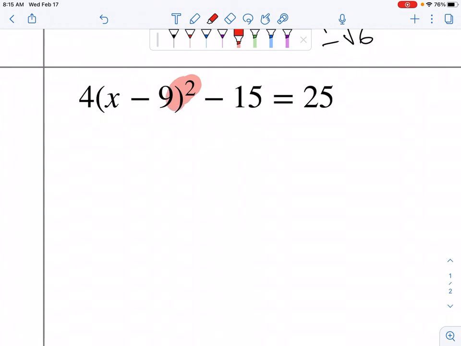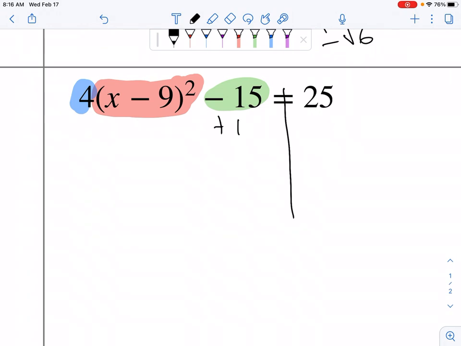For this one, we're going to take the square root of this whole thing. That's how we're going to have to solve this one because the square root is attached to this whole group. So I'm going to need to move the 15. I'm going to need to move the 4, and then I'll be allowed to take the square root. So I'm going to add 15 to both sides, and that's going to make 40 on this side. I still have 4 times the quantity x minus 9 squared.